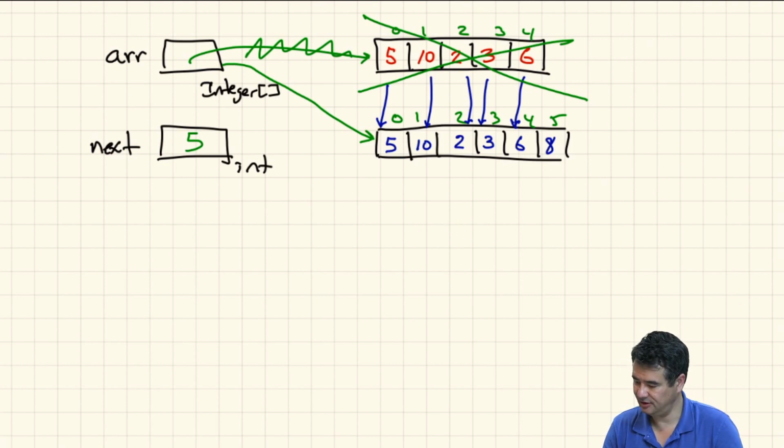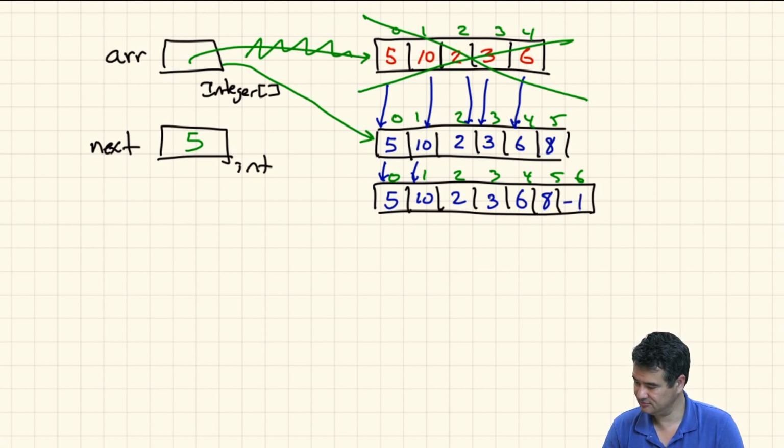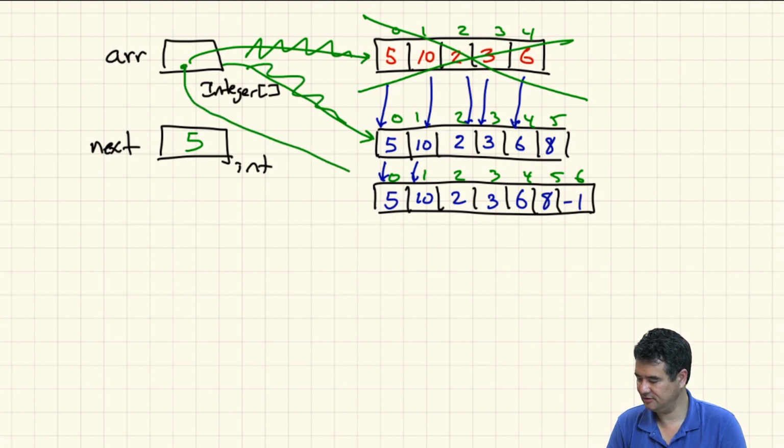Okay, so then what happens if we want to add another element? Well, we've got to make a new array. And this is index 0, 1, 2, 3, 4, 5, and 6. And then we do the same process again. We copy down this element, this one, this one, this one, this one, this one, and then we put our new element on the end. Let's say it's -1. Then we have this point to that new array, and we can get rid of that one.